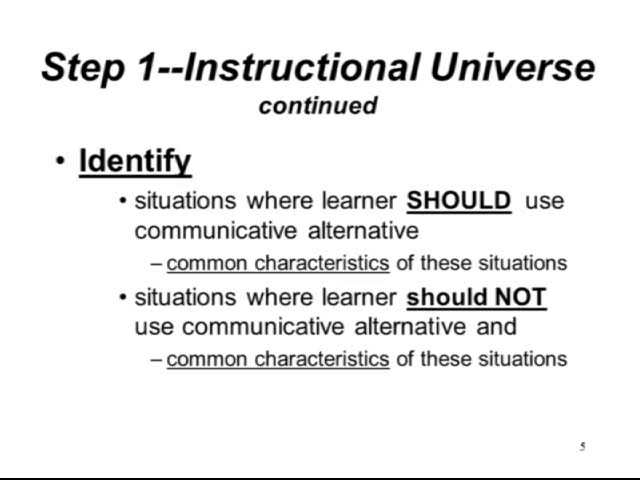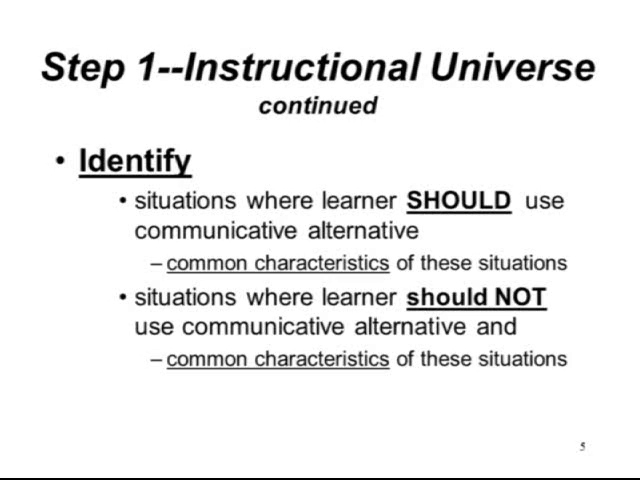From that list, we identify situations when it's appropriate for the person to use this communication skill. So in other words, when is it that we actually do want the person to use the skill? We also look at those situations and we find that there may be some instances where it's not appropriate for the person to use this skill.